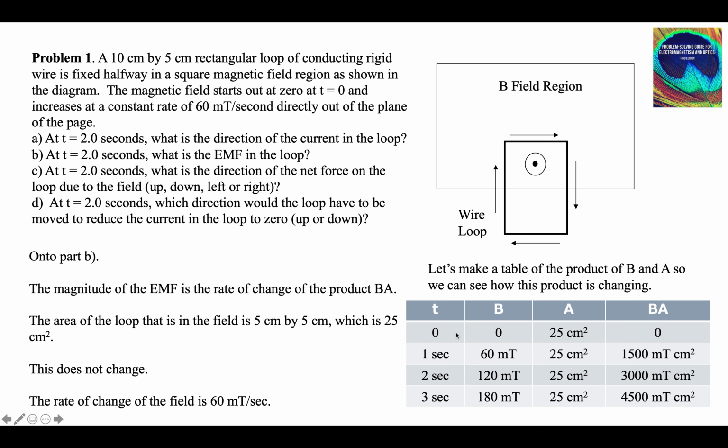So here's the table. Here's the time, 0, 1, 2, 3 seconds. Here's the B field, starts off at 0, changes by 60 millitesla every second. Here's the area. It's always 25 square centimeters. The area in the field does not change. Here's the product, B times A. We're just multiplying the second column times the third column. If we look at the last column, the product B times A, we can see that it is changing 1,500 millitesla centimeters squared each second. It goes from 0 to 1,500 to 3,000 to 4,500. So the rate of change of B times A is 1,500 millitesla centimeters squared every second.